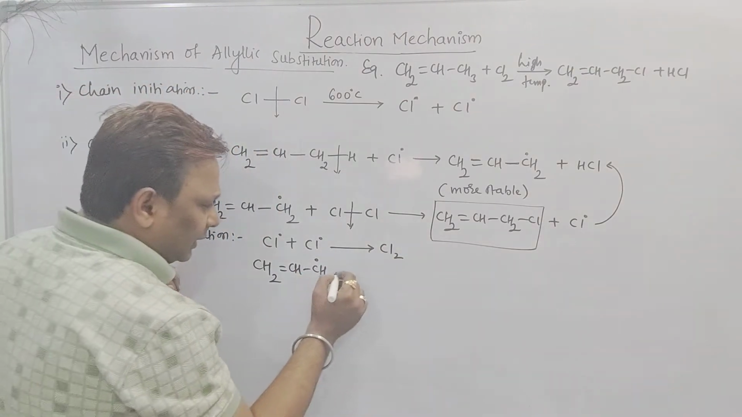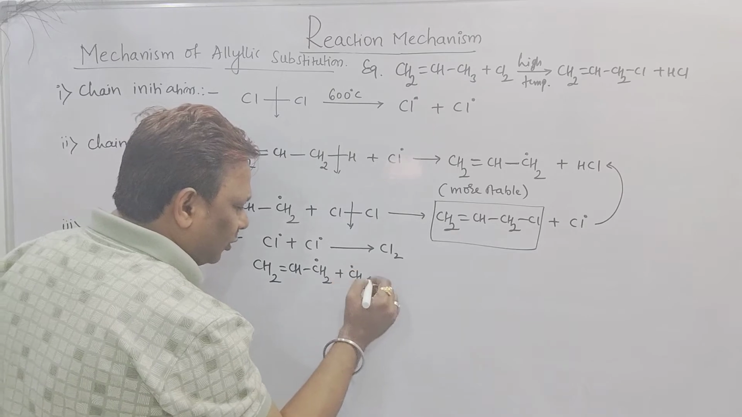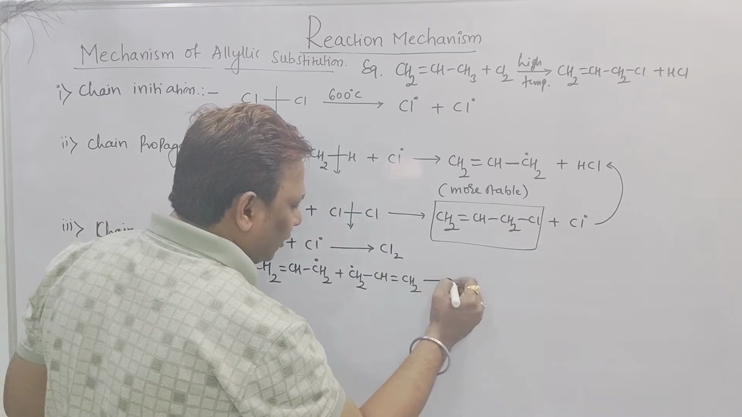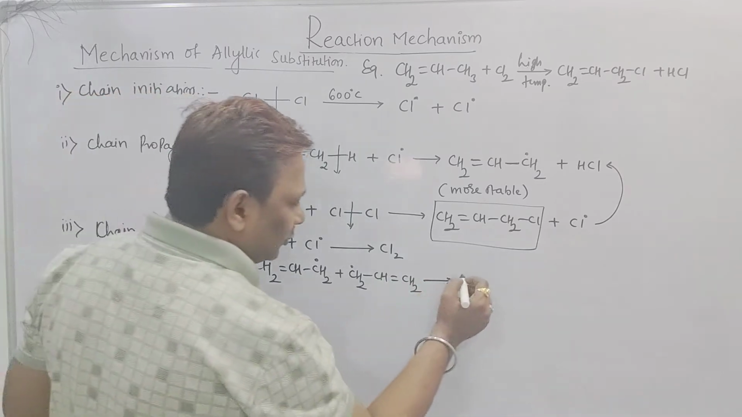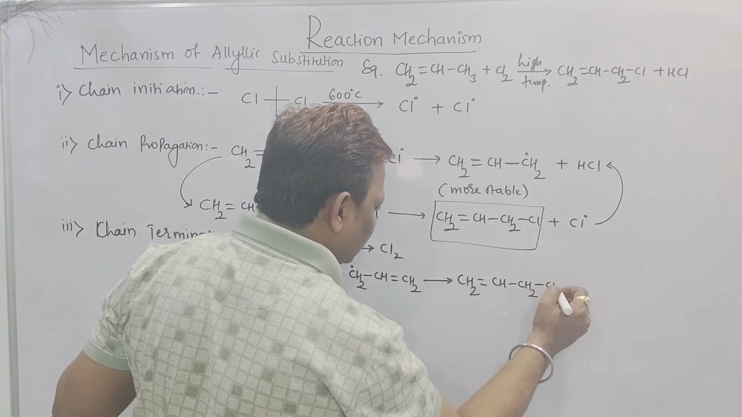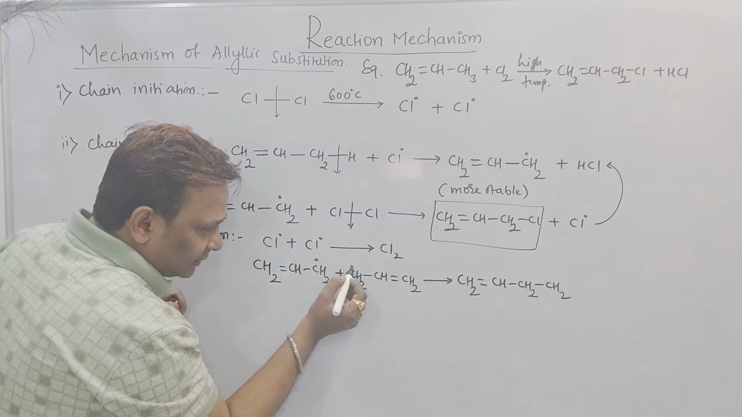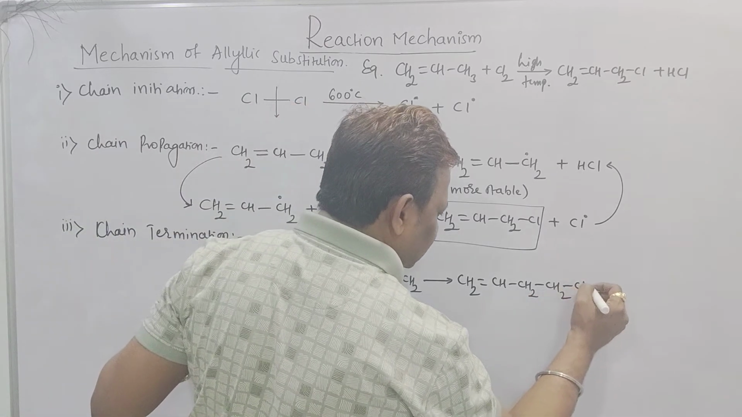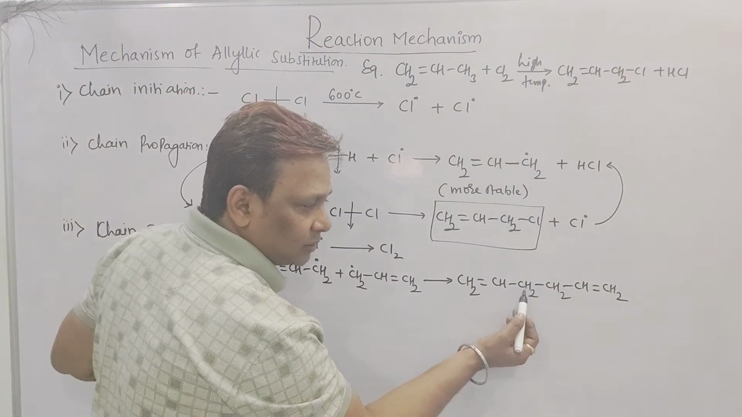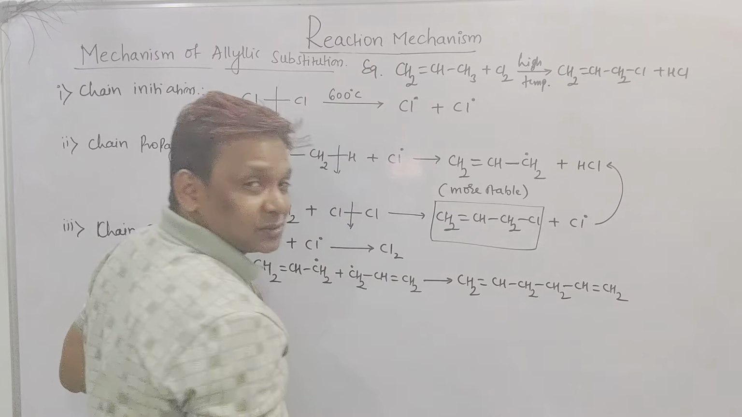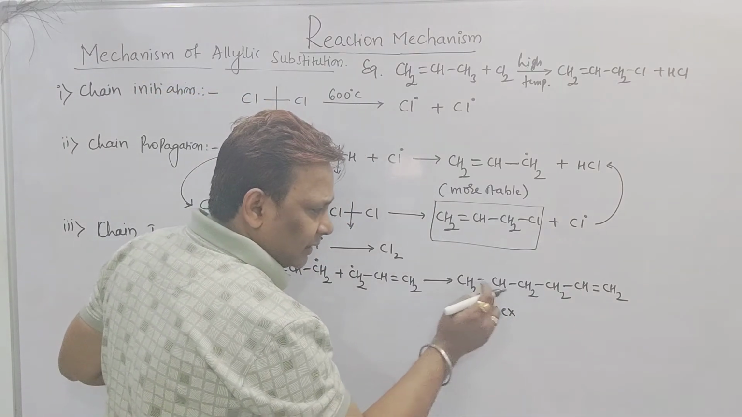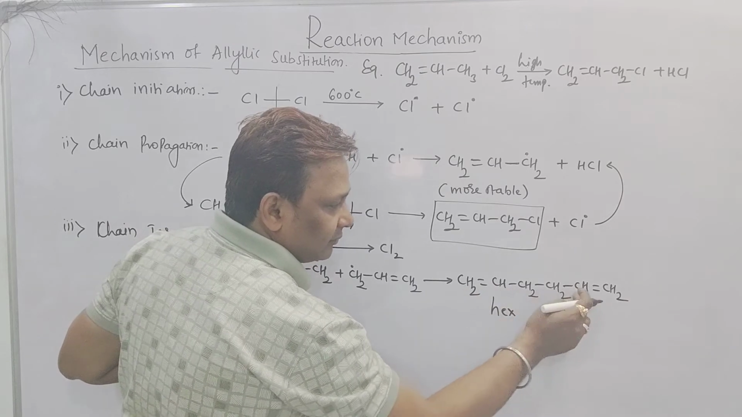But an allyl free radical can combine with one more allyl free radical, and they form this compound. CH2=CH-CH2, see now, this radical attacks this one: CH2, CH2, then CH, then double bond CH2. See what we got? 1, 2, 3, 4, 5, 6. Six means hex. Double bond present between 1 and 2, and between 5 and 6.